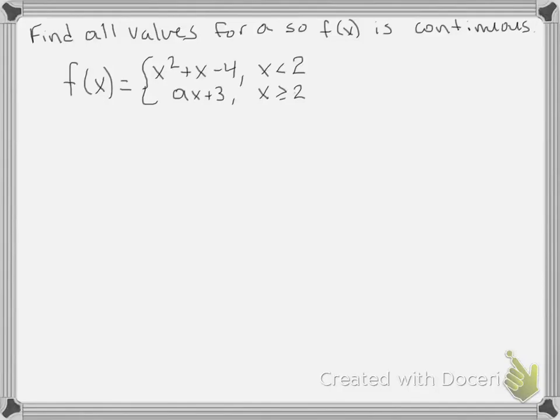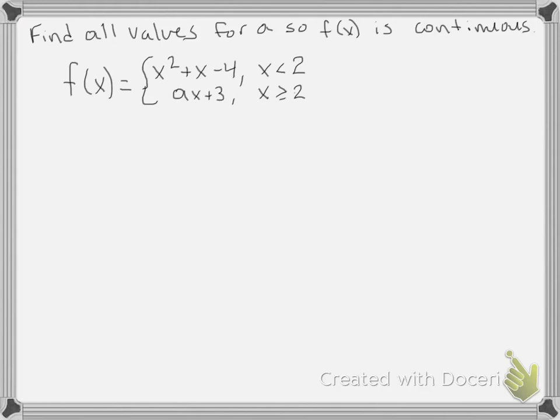Alright, continuing on with continuity, here we have a problem where we're trying to find all values for a so that f of x is continuous. It's a piecewise defined function. So remember, we have 4 different types of discontinuities. We have oscillating that we're never going to see, so we don't have to worry about. We have removable and infinite discontinuities. Those discontinuities specifically come from when you divide by 0.